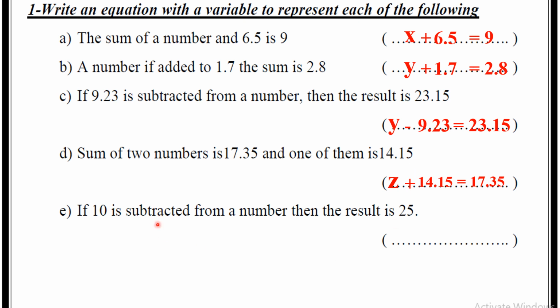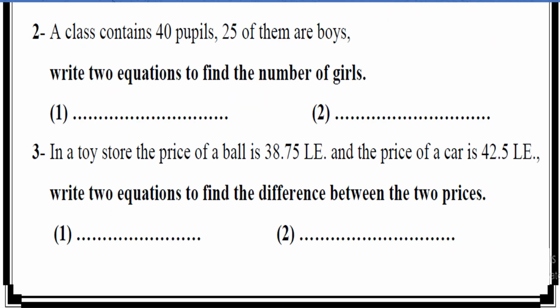And now, if 10 is subtracted from a number, then the result is 25. As we said before, subtracted from a number means the number, or the variable, is the big number. We will represent it using y. And here the small number is 10, so minus 10. The result means equal 25. So y minus 10 equals 25.